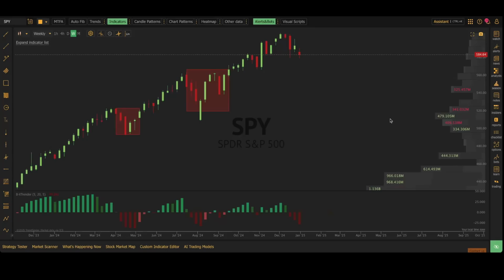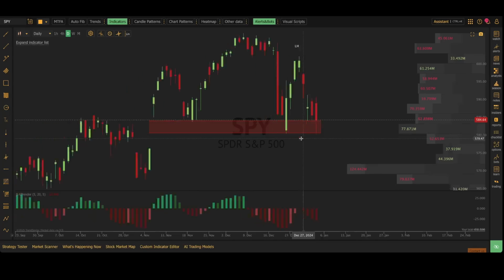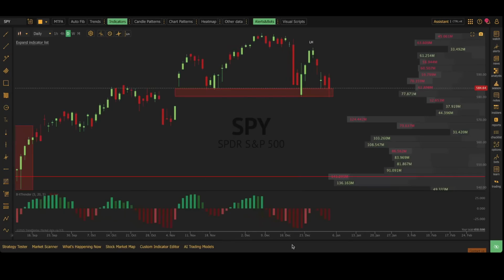The S&P 500 had a volatile day. At one point, we actually saw price push up as high as about $591, selling off as low as about $580. But so far, this is looking like it's going to play out exactly as we expected.